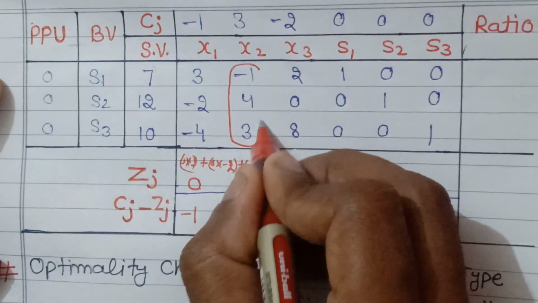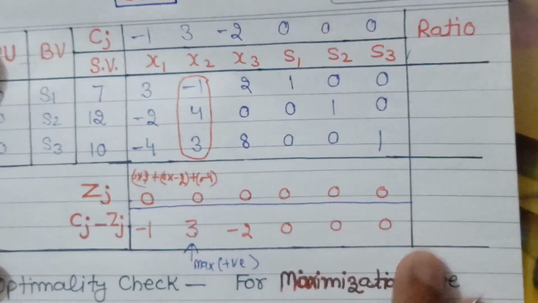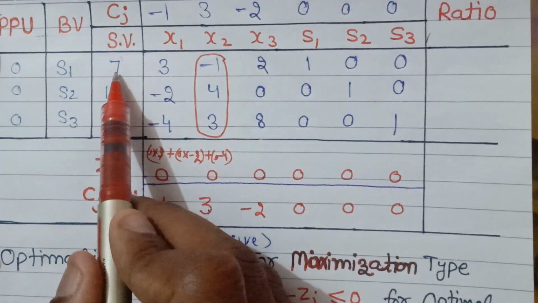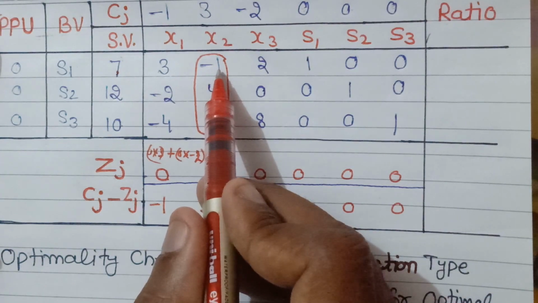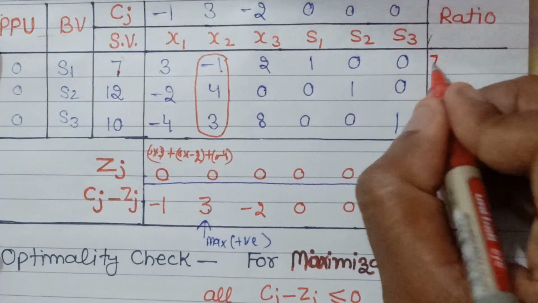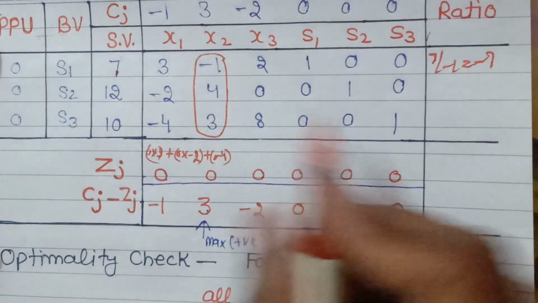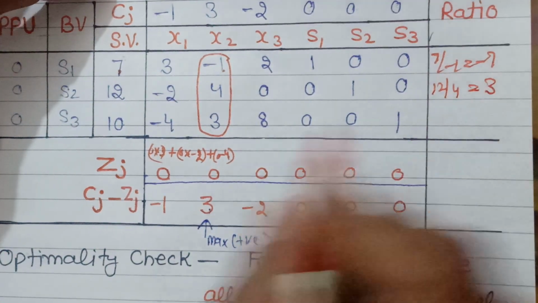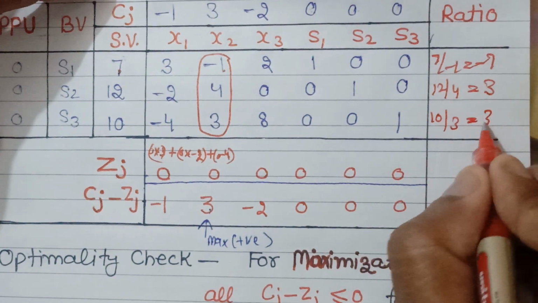In the second step we have to find the ratio. The formula for finding the ratio is to divide the element of the solution variable by the element in the key column. So let us divide this 7 by -1. This is -7. Now let us divide this 12 by 4. The value comes out to be 3, and let us divide this 10 by 3. It comes out to be 3.3.